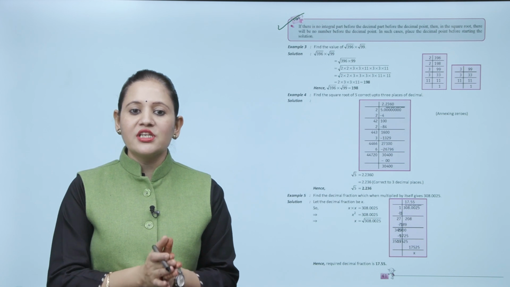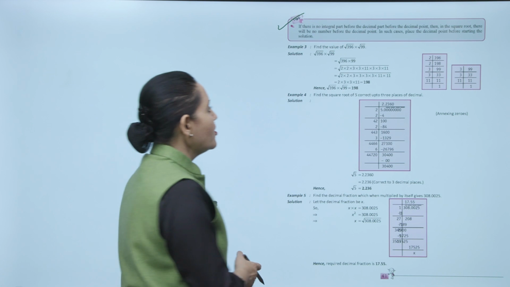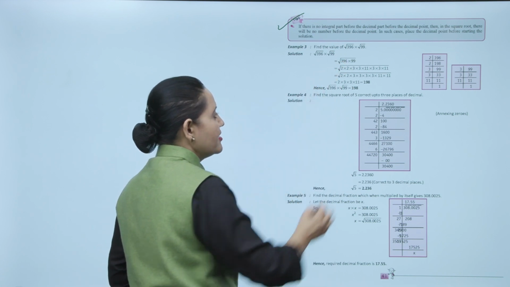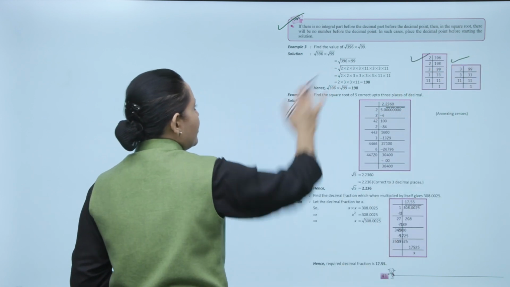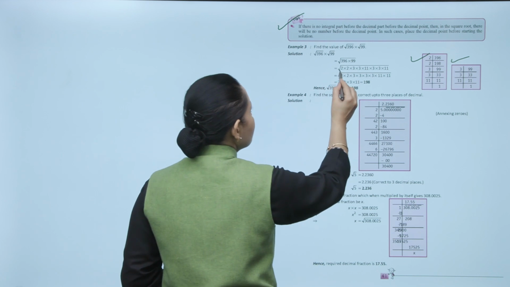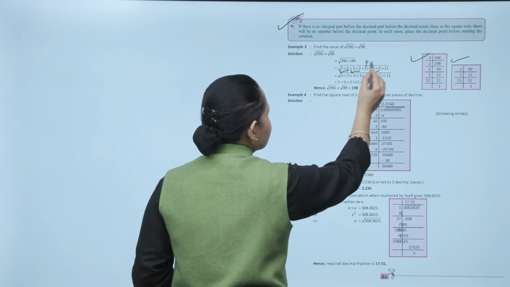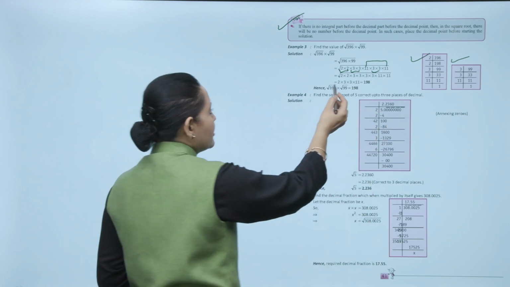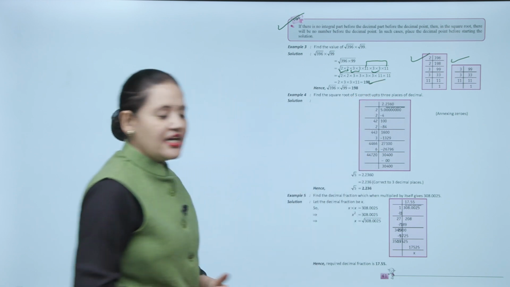Find the value of root 396 multiplied by root 99. We have done the prime factorization of both the numbers and written it down here. Now we make pairs. From each pair we take out a single number. 2 into 3 into 3 into 11, that is 198. That is our answer.